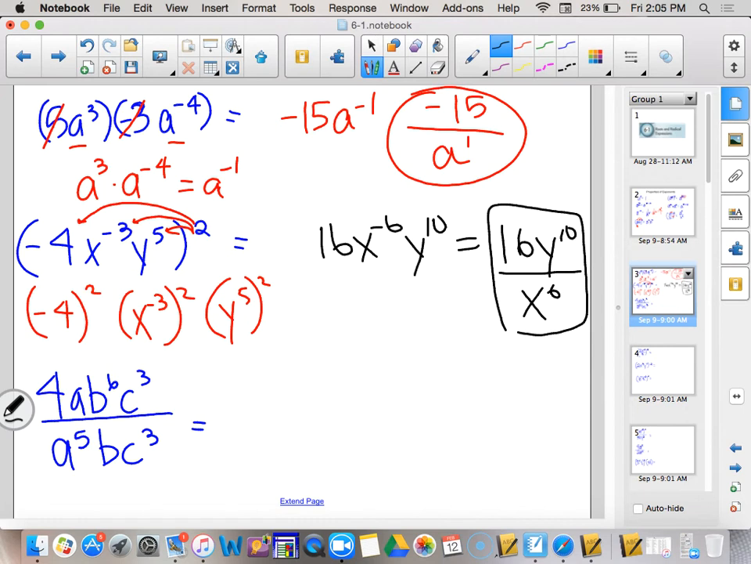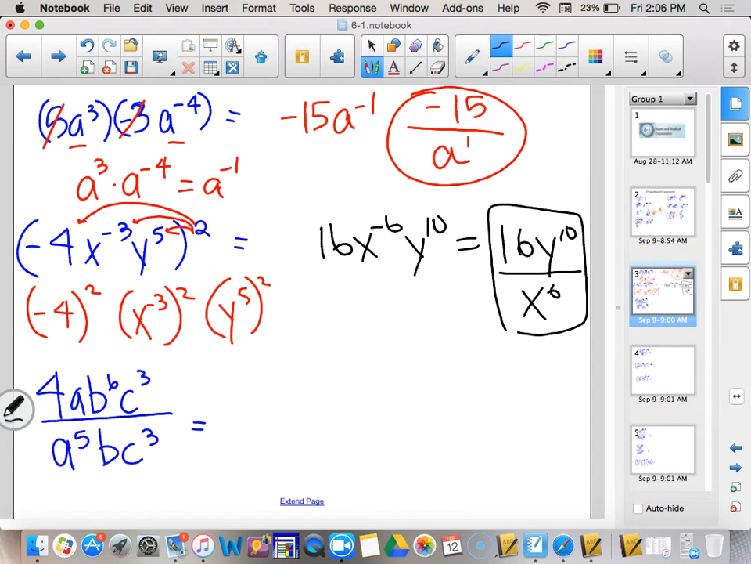You see how you have to have some knowledge of these exponent rules to work these problems? Learn them. And the bottom problem down here: 4ab to the 6th, c to the 3rd, divided by a to the 5th, b to the 1st, c to the 3rd. So always look at your coefficients first, and let's get rid of them, your numbers.